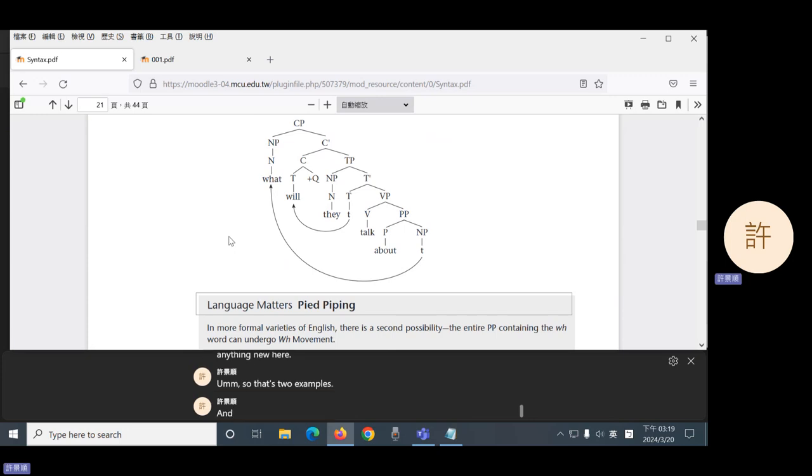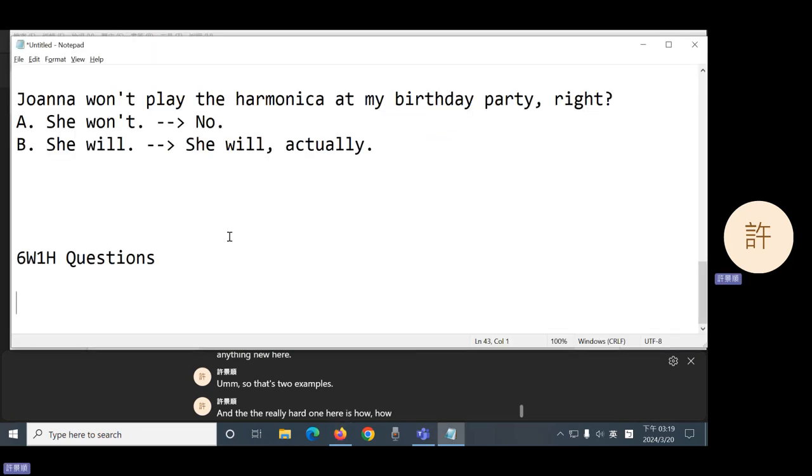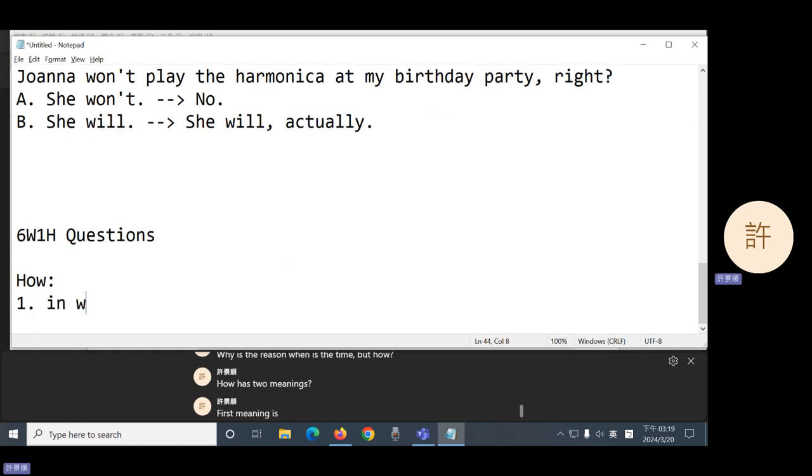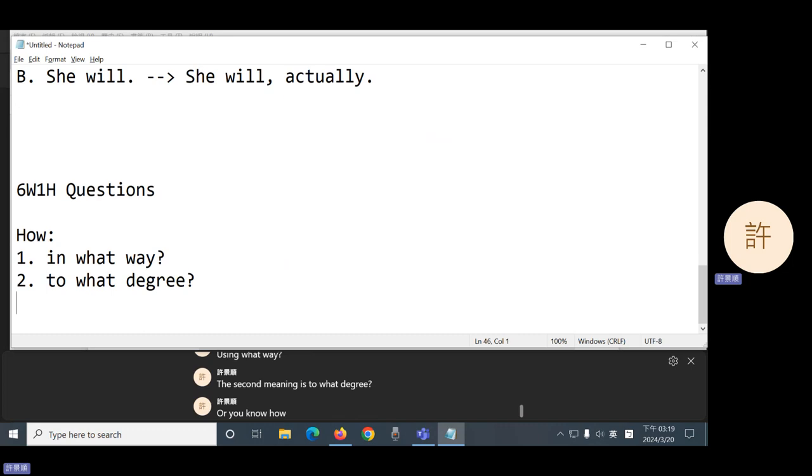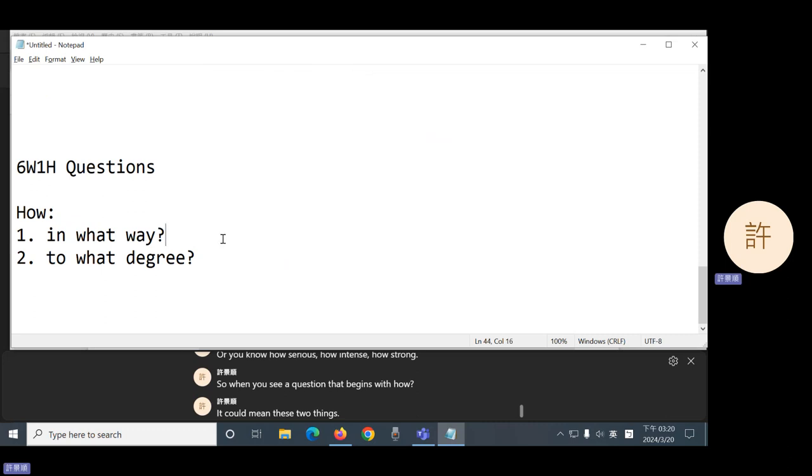The really hard one here is how. How can mean many things, right? Who means person, what means thing, where is a place, why is a reason, when is a time, but how? How has two meanings. First meaning is in what way? Using what way? The second meaning is to what degree, or, you know, how serious, how intense, how strong. So when you see a question that begins with how, it could mean these two things. And in what way sometimes will include an adjective.